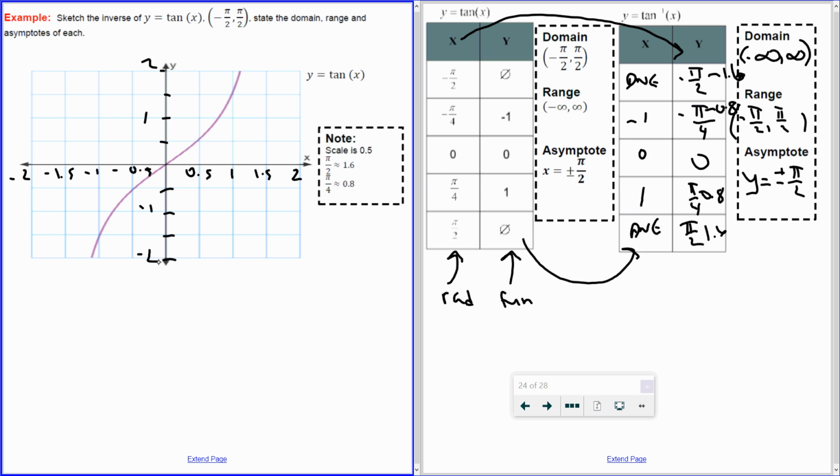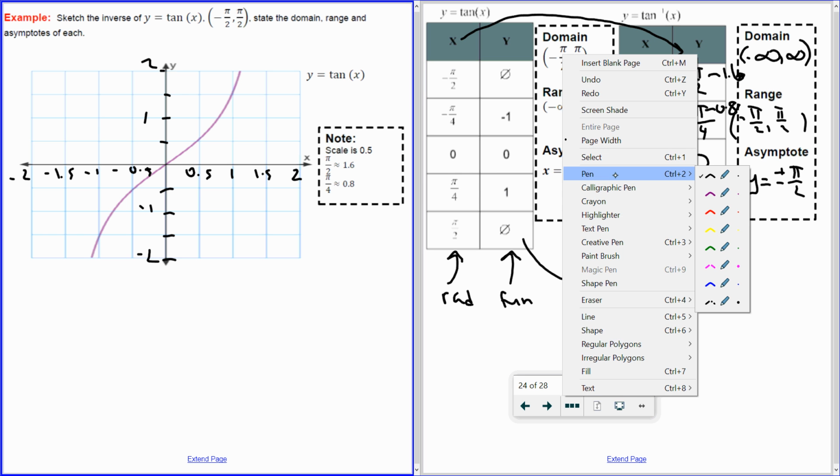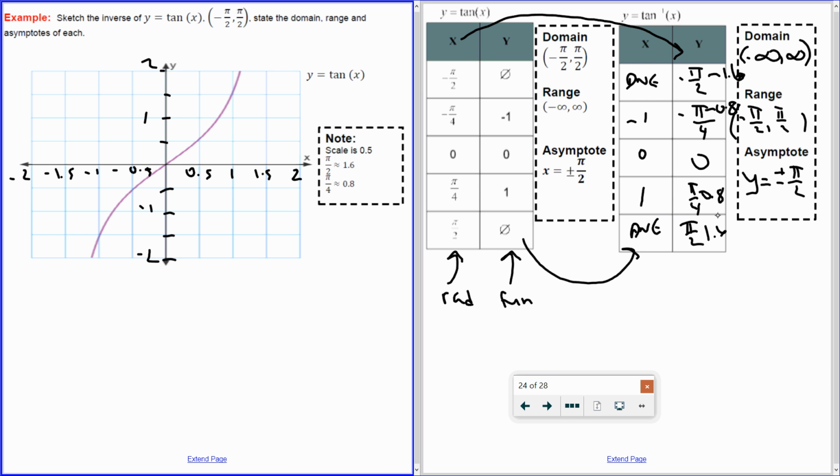So let's first of all draw our horizontal asymptote. So our horizontal asymptote occurs at plus or minus pi over 2. Pi over 2 is about 1.6. So I'll draw in about here, and that is y equals pi over 2. And then I'll draw in over here at negative 1.6.